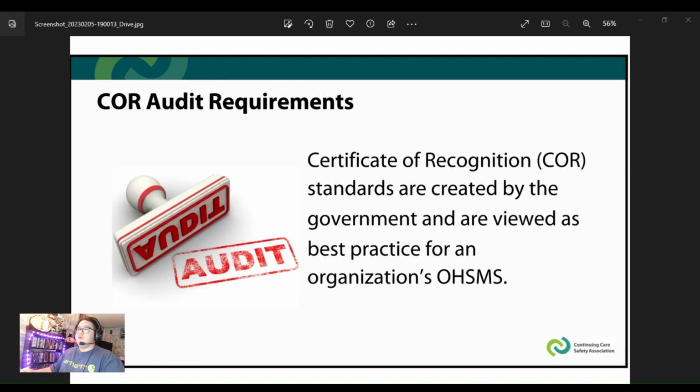And we have our core audit requirements. Certificate of Recognition. Standards are created by the government and are viewed as best practices for an organization's occupational health and safety. That is our goal. We're going to take a field trip just so I can show you their website so you can peruse it a little bit. Uno momento.